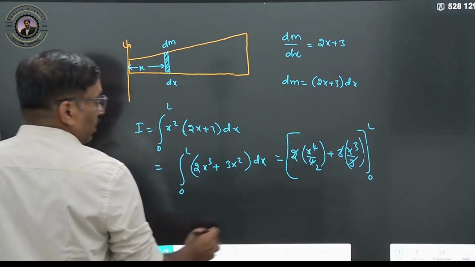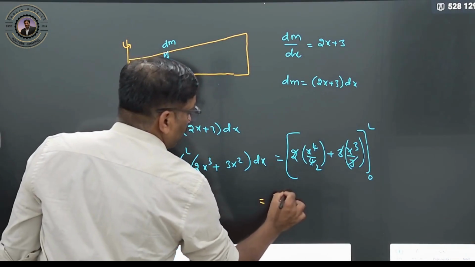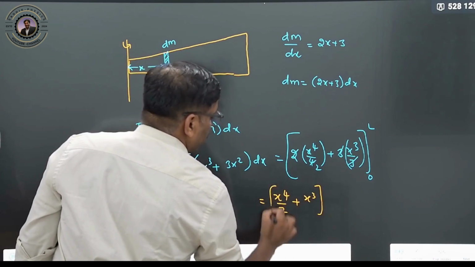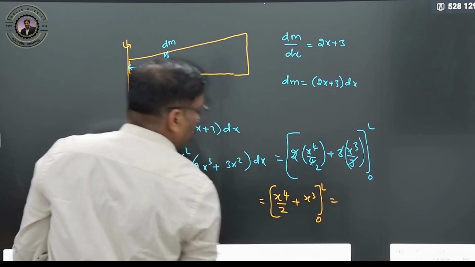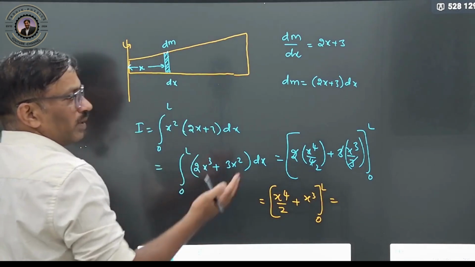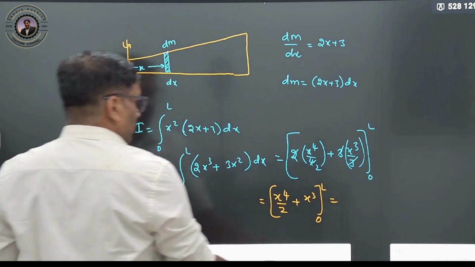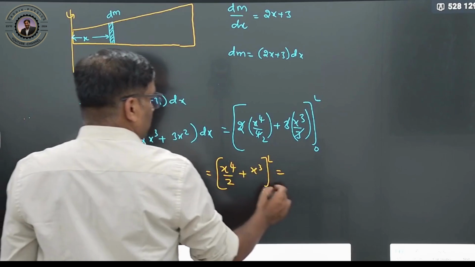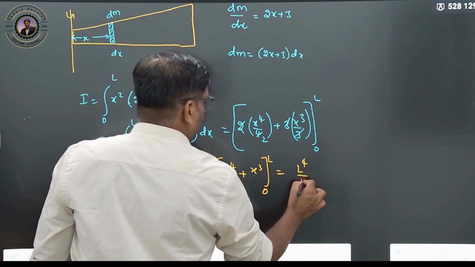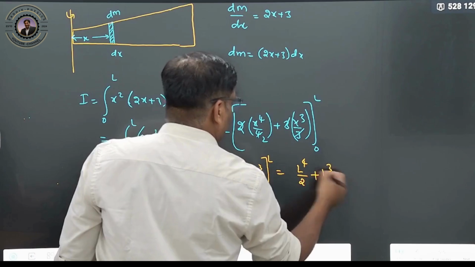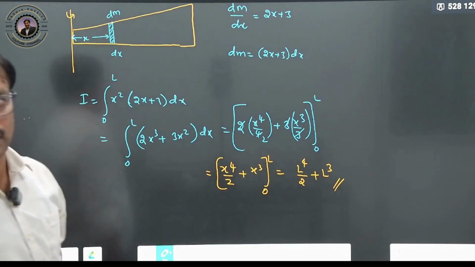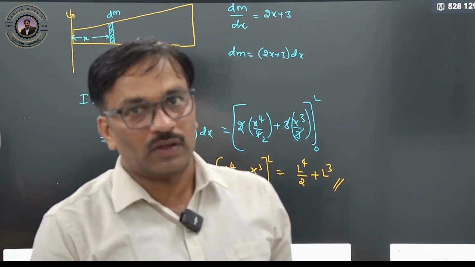Right. What will you get now? Here, x to the power of 4 by 2 plus x cube, from 0 to L. So, if L is also given, like 2 meters or anything, then you can substitute very easily and get it. Therefore, what will you get now? The upper limit is L to the power of 4 by 2 plus L cube, minus 0. Therefore, this will be your moment of inertia of a non-uniform rod.